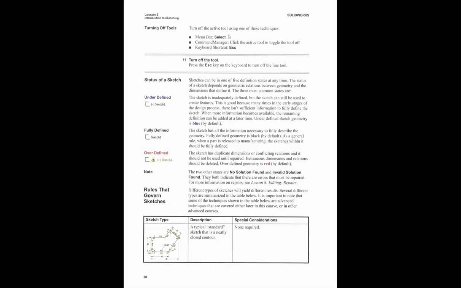Alright, so let's take a quick look here at the statuses of a sketch. When we were just looking at the sketch, we saw it was underdefined, and by default that's going to be the blue lines. Fully defined is going to be in black, and basically what that means is the sketch now has all the information it needs to fully define that part, all the geometry that it needs.